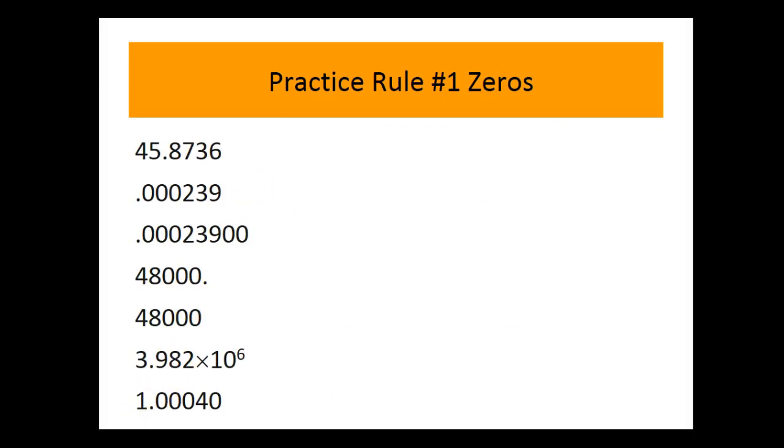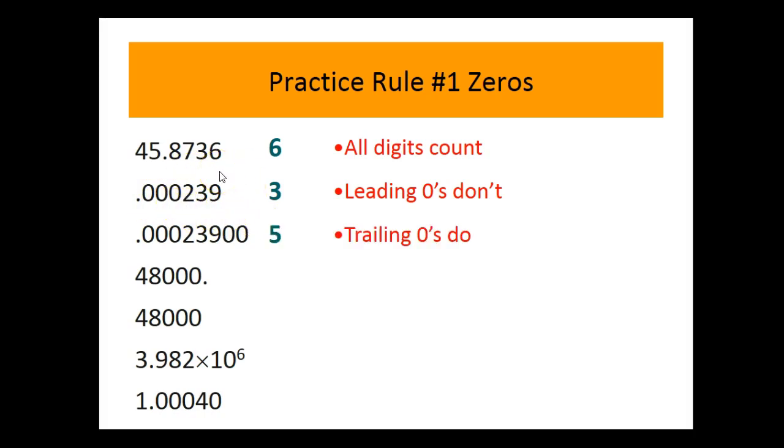So in this example, all these digits are non-zeros, so there's 6 significant digits because they all count. This one, the beginning zeros don't count, 1, 2, 3, so we're left with these 3 significant figures. For this one, there's 5 significant figures because the ones at the end do count.